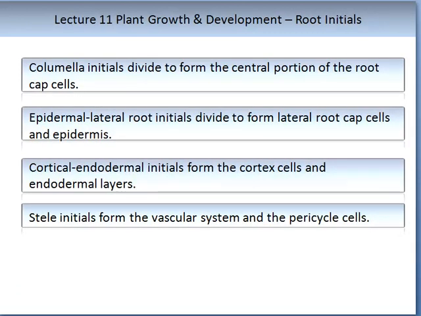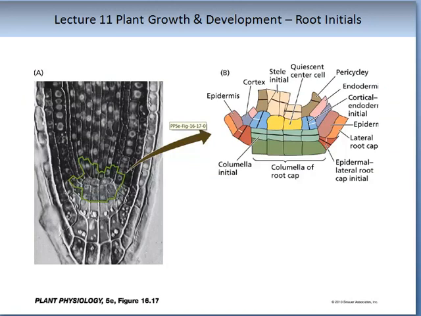The columella initials divide to form the central portion of the root cap cells. Epidermal lateral root initials divide to form lateral root cap cells and epidermis. The cortical endodermal initials form the cortex cells and the endodermal layers, while the stele initials form the vascular system and the pericycle cells. The figure on your screen shows the root initials. On the left-hand side, you have an image taken from a root tip. On the right-hand side, you have a schematic drawing of where all the initial components are located.